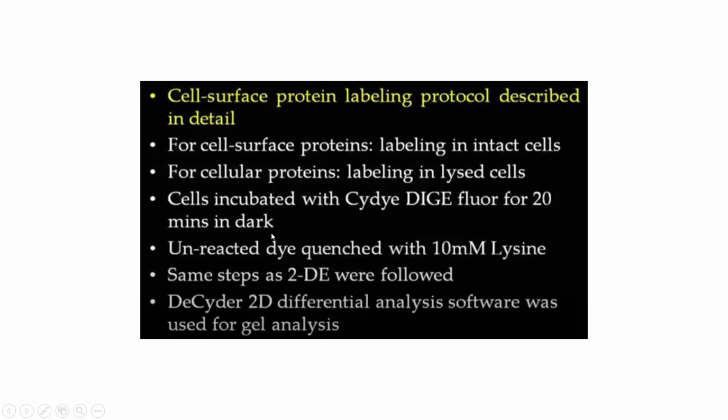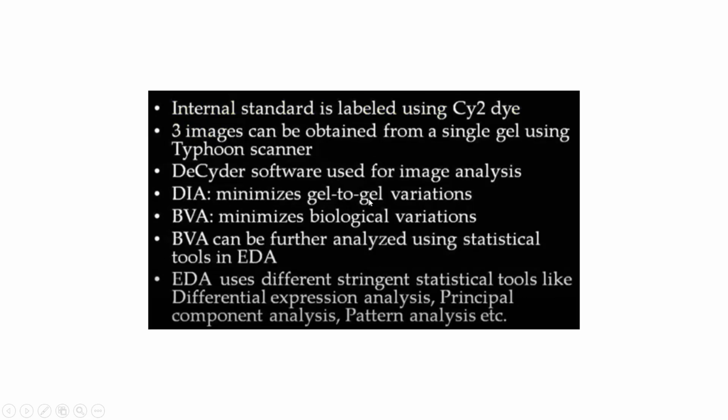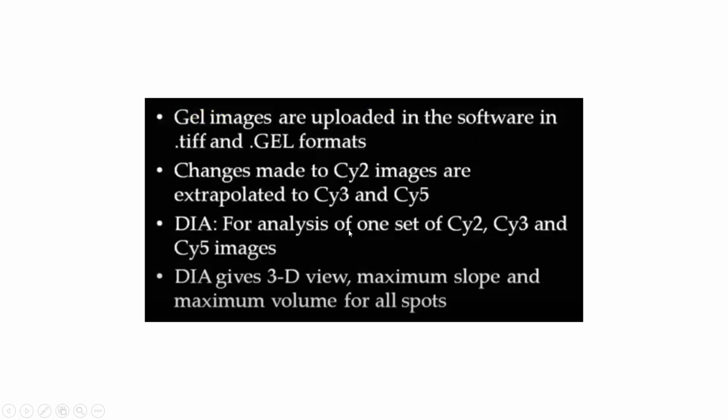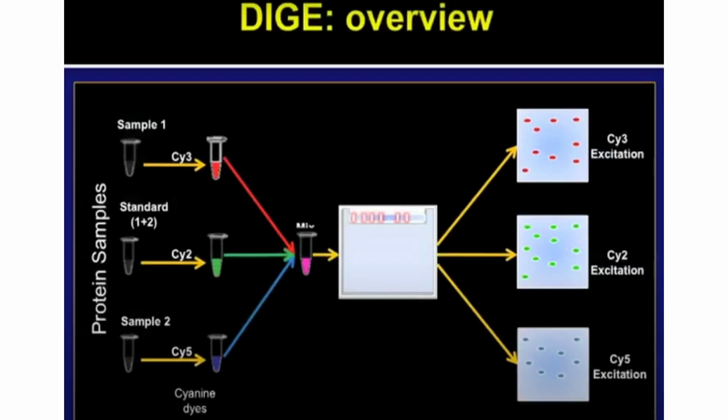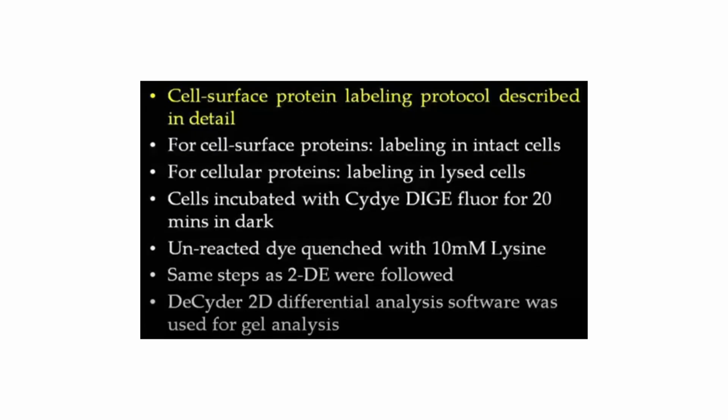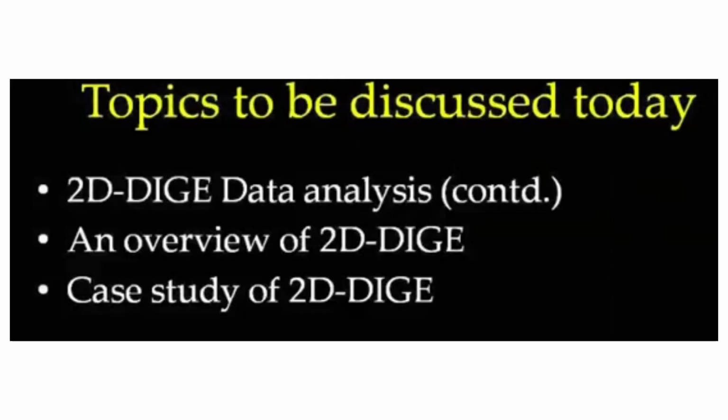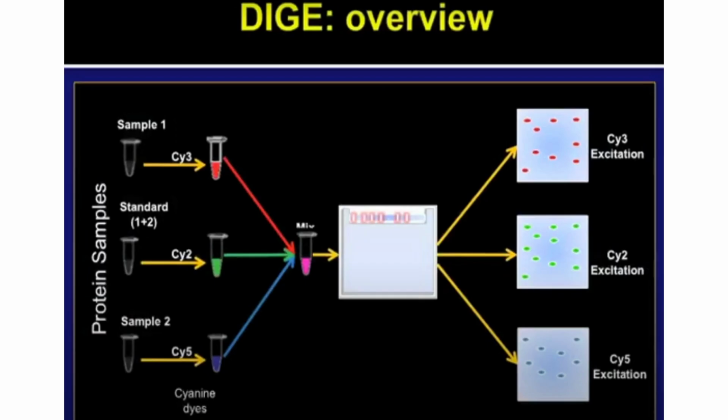So those were the short forms basically. DIA is used for minimizing gel to gel variation. BVA is for minimizing biological variation. One set of all these three images will be taken, a 3D view will be taken of all of these three images, and slope etc. will be calculated. So that was a part of the second part of the lecture. Then in the third part, Sir dug in more about how exactly analysis can be done.